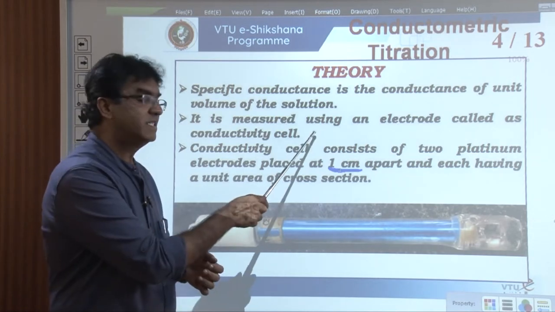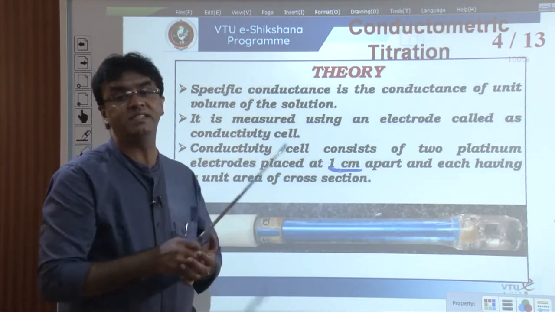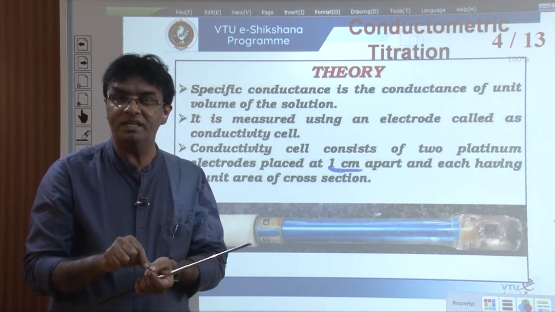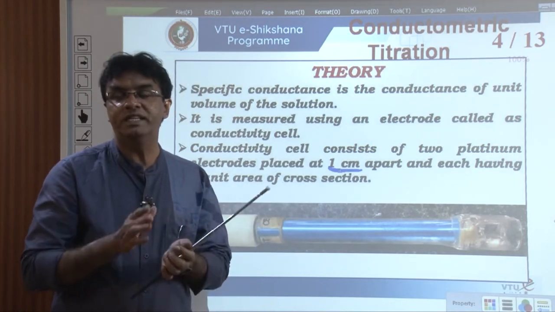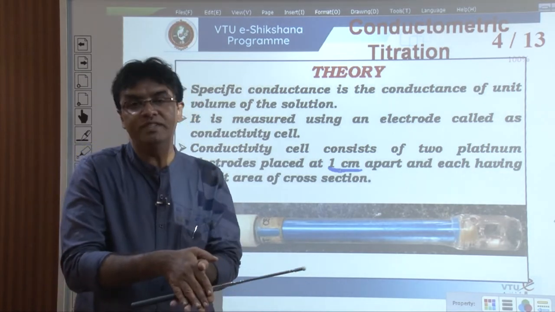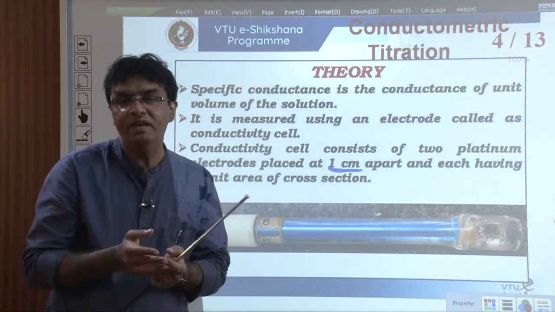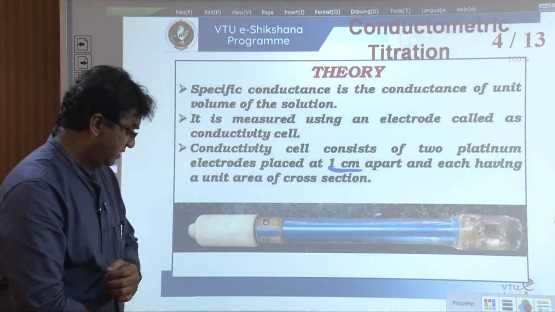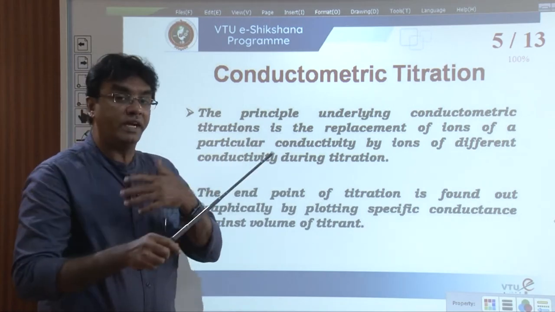So the conductivity cell is the electrode which helps us to find out the specific conductance of any electrolytic solution. Whenever we try to find out the specific conductance of any electrolytic solution, we take this kind of conductivity cell and dip it into the electrolytic solution. This conductivity cell will detect the conductance of unit volume of the electrolyte, that is, the specific conductance, and send the signals to the conductivity meter, and the meter will show the specific conductance of that solution in digital form. So this is how a conductivity cell works.